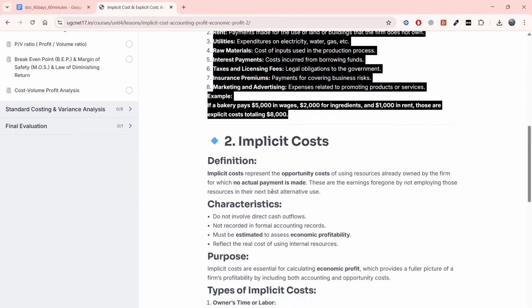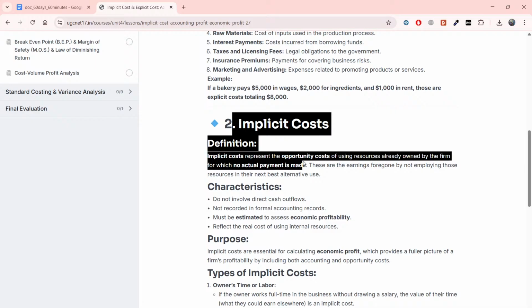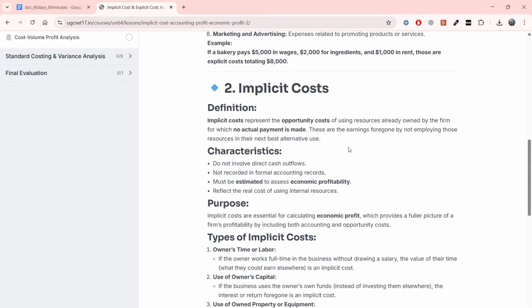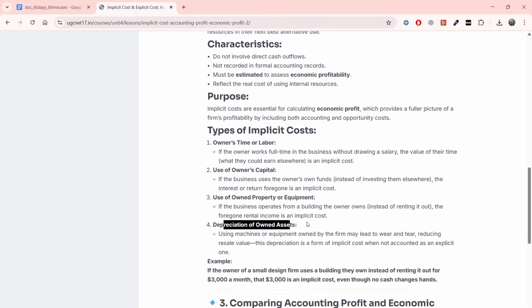है. Implicit cost क्या है? Implicit cost represents the opportunity cost of using resources already owned by the firm for which no actual payment is made. These are earnings forgone by not employing those resources in the next best alternative use. Implicit cost की characteristic है, इसमें पैसा नहीं होता है but this is the opportunity cost जो firm invest करती है. For example, owner's time and labor, owner's use of capital, owner's use of owned property or equipment, depreciation of owned asset.